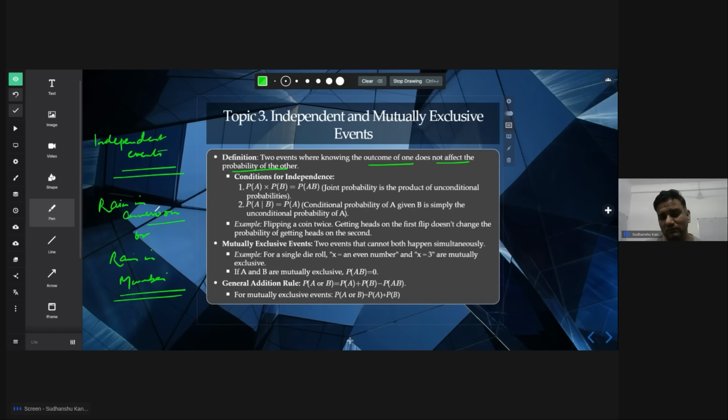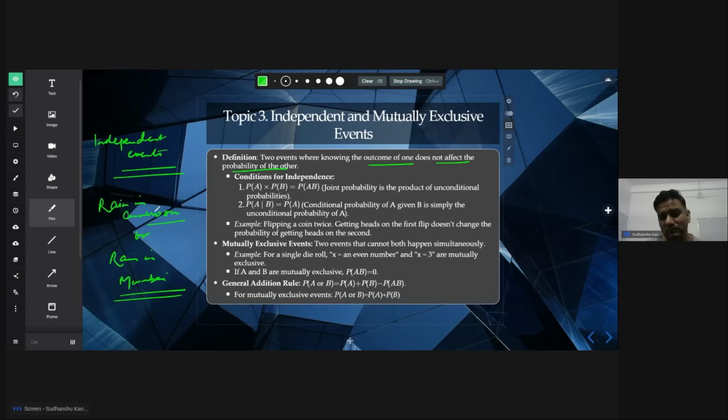But do we have to just be satisfied with the definition? No. See, the point here is that from now onwards, if you see anything like independent event, mutually exclusive event, any kind of thing, the first thing which should come to your mind is the mathematical formula. There are two conditions for independence that you have to remember very, very clearly.